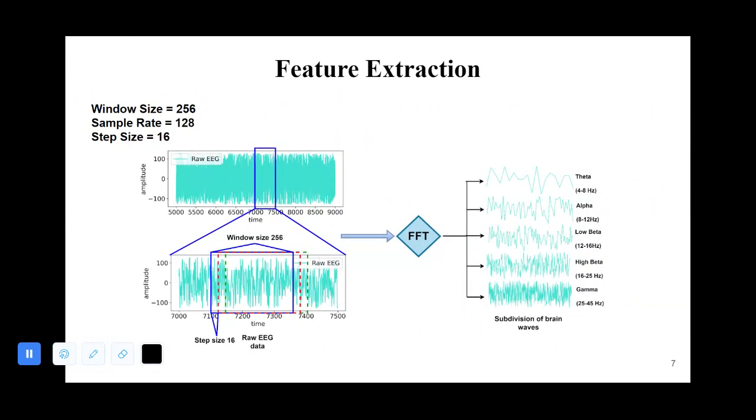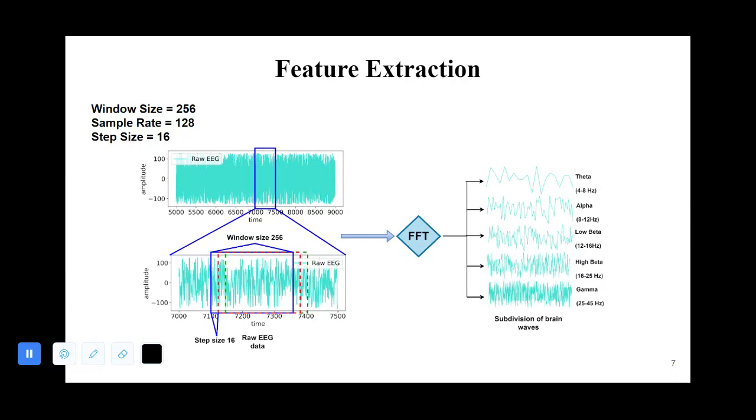So now let's talk about our feature extraction. For each of the electrode sets, we have applied FFT on the EEG data. FFT breaks the raw EEG into 5 different subbands shown in the figure. The EEG sample rate is 128 Hz. Using this FFT, the raw data is segmented using a sliding window of 256, and each slide step size is 16. After sliding through the entire raw EEG signal, it is converted from the time domain to the frequency domain.